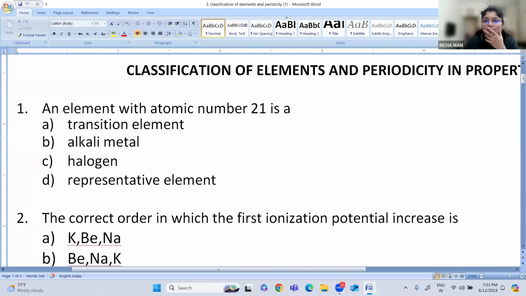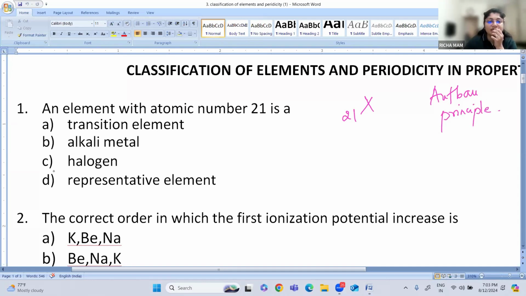Fatima has answered A. Students, if you don't know which element has atomic number 21, what you have to do is use the above principle and fill the electrons according to it.